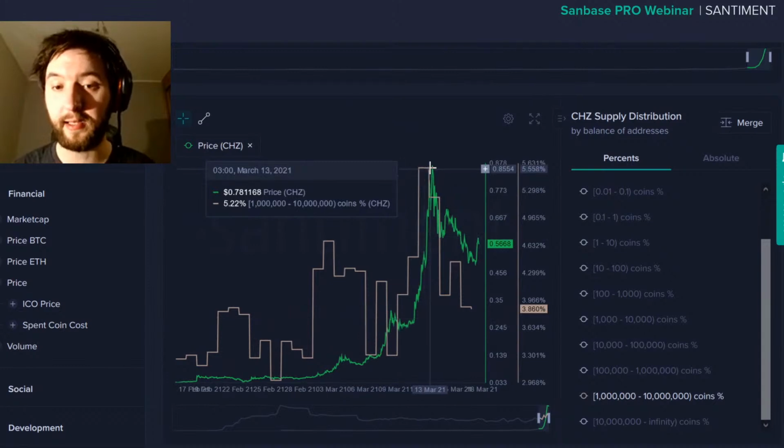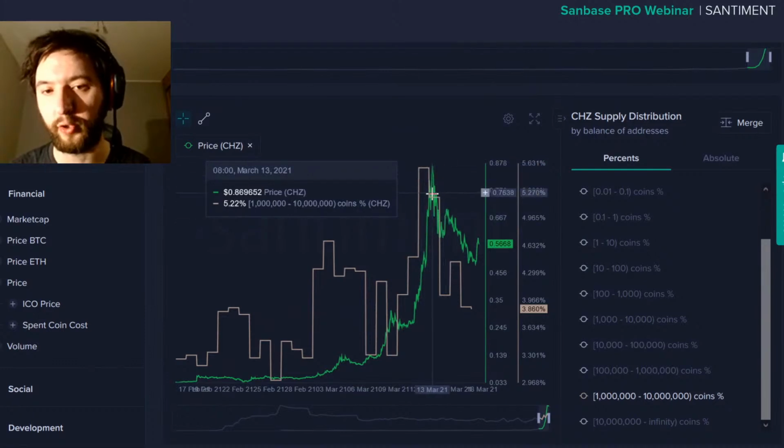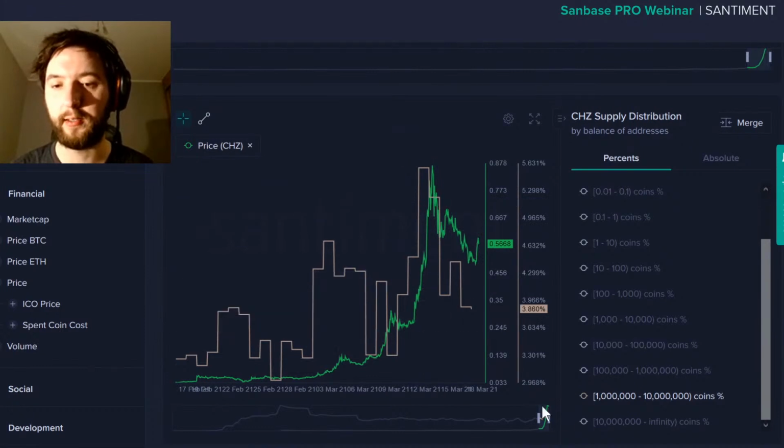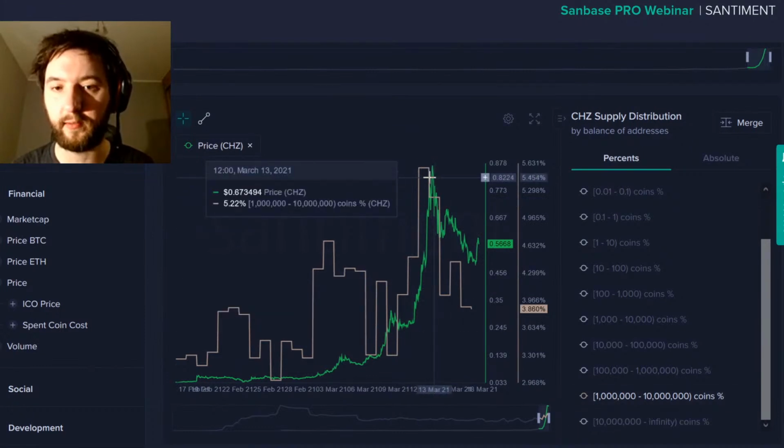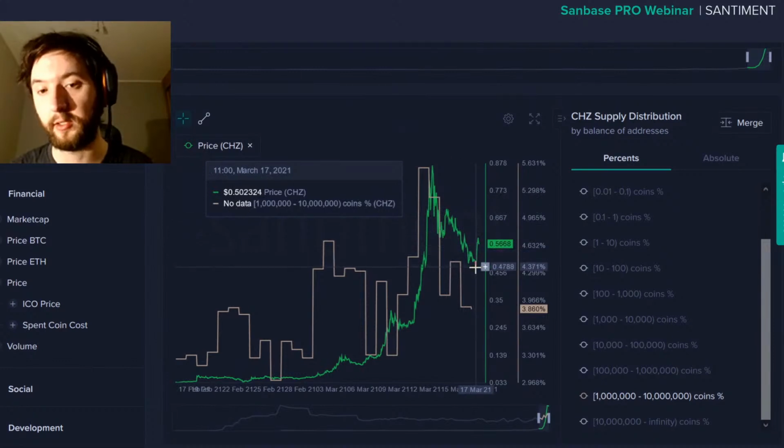And then eventually, right before the all-time high for Chiliz, we had the beginning of another downtrend for the amount of CHZ being held by this group of addresses. It started here, and then another dump around the local top here before Chiliz continued to correct.